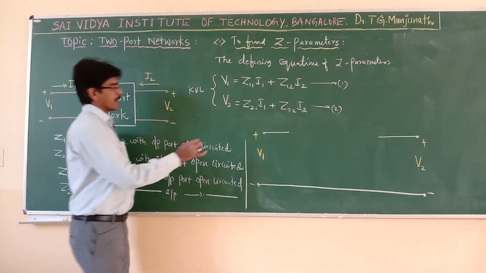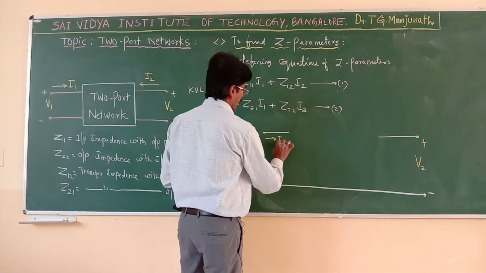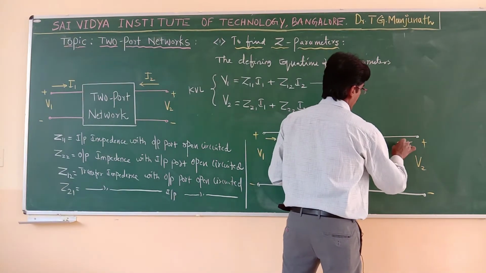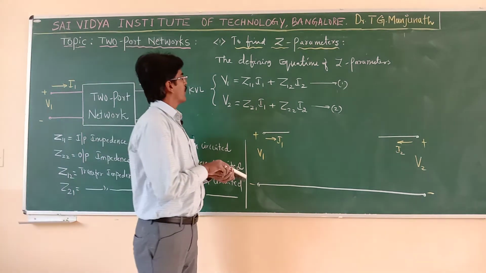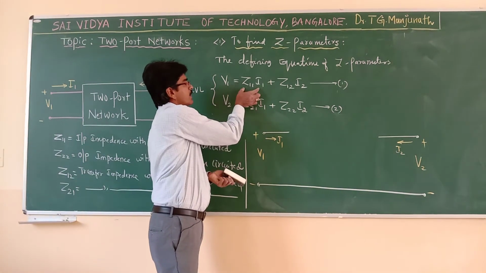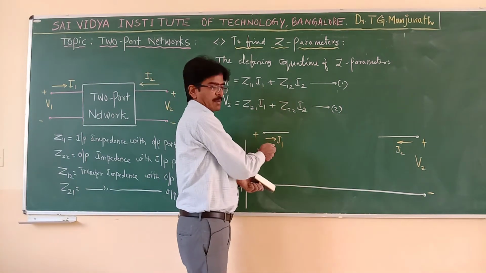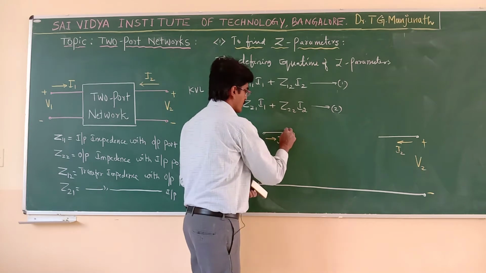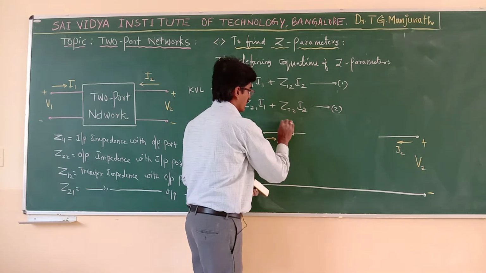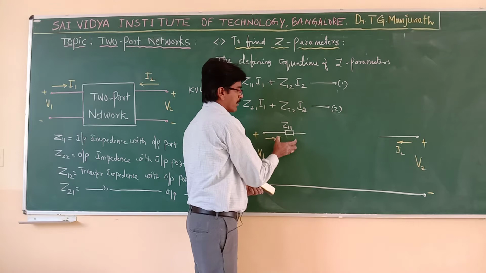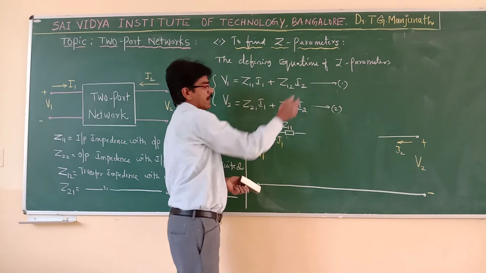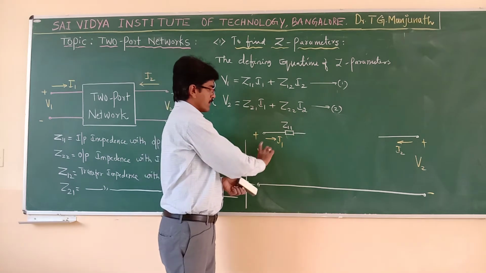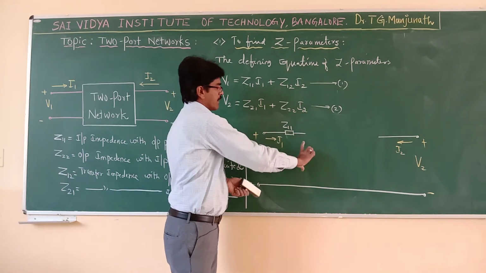Already we have defined V1 and V2. Current coming is I1 and I2. Here I1 will be coming, here I2 will be coming. So this is how to represent. Now V1 is equal to what? Z11 I1. So I1 is coming here. If it passes through Z11, we will get a Z11 I1 voltage drop plus Z12 I2. So V1 is equal to Z11 I1 plus Z12 I2.